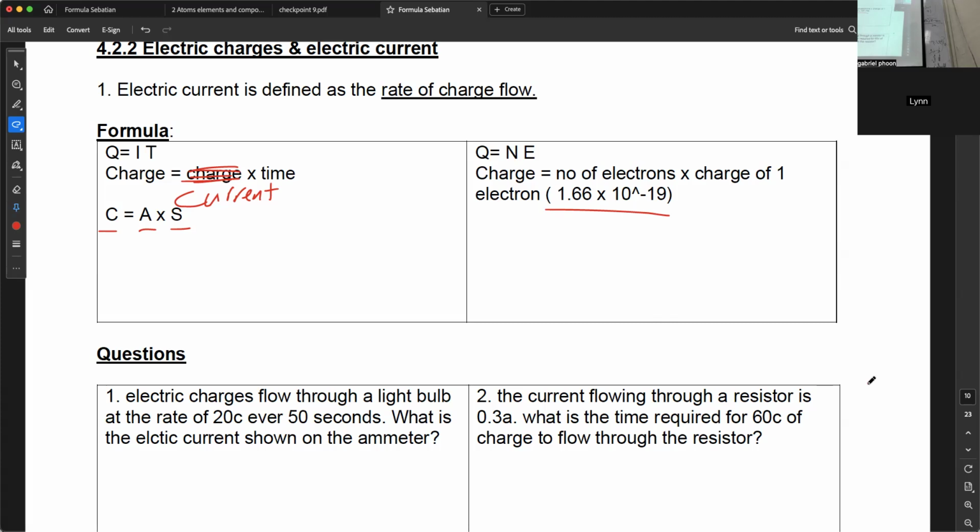You get the 3.5 including Teacher, what's the charge? I mean, what's the unit for charge? Coulombs.